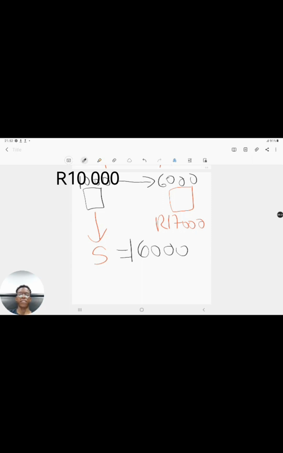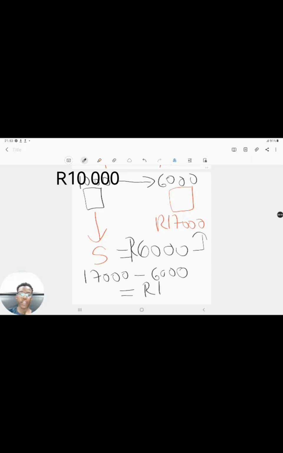After selling this machine for 6,000, you've got 6,000 now. How much do you need before you can buy the new machine? You need enough money to get you to 17,000. How much is that amount? Well, it's 17,000 minus 6,000, and that is going to give you 11,000, right?